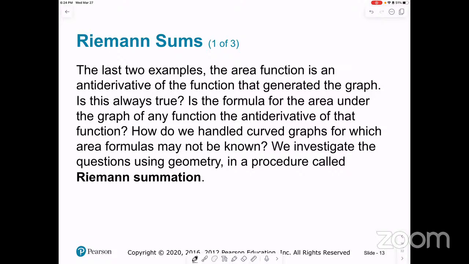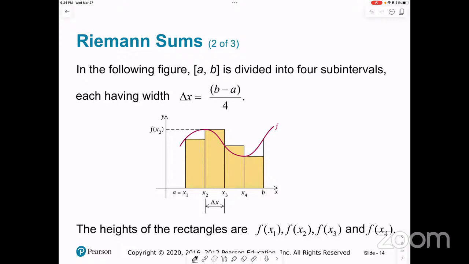So in the following figure, the closed interval [a, b] is divided into 4 subintervals, each having a width of (b minus a) over 4. So if you took the whole distance from a to b and divided it into 4 equal parts, each part has a width of (b minus a) over 4. Okay, that makes sense. And then the height of the rectangle.